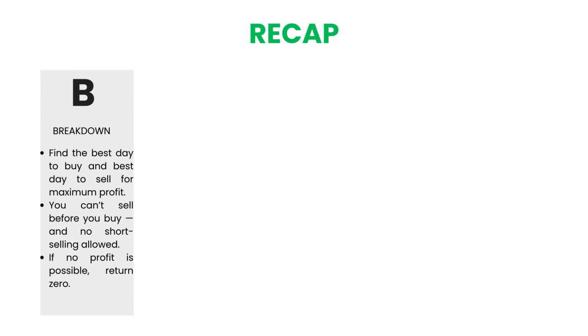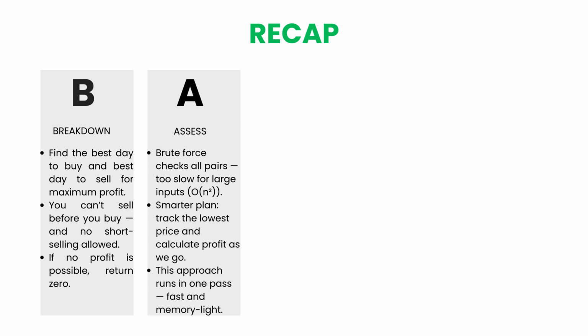Breakdown recap. This problem is all about timing your trades for maximum profit. You're given a list of stock prices, each representing a day, and your goal is to find the best day to buy and a later day to sell to achieve the highest possible profit. You can only make one transaction, buy once, sell once, and if no profit is possible, you simply return 0.